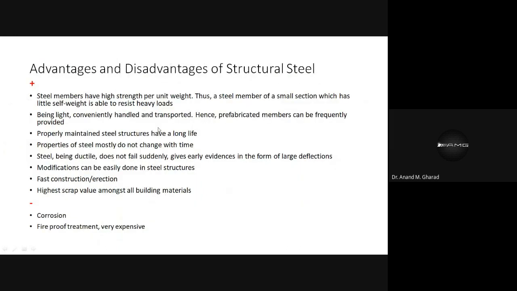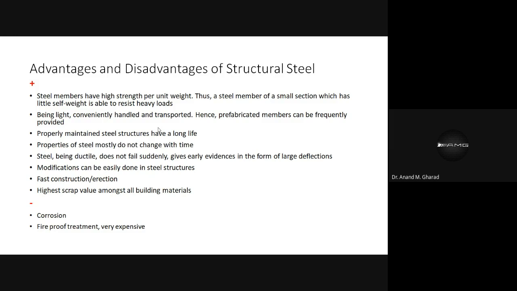So these are a few advantages and disadvantages of structural steel. We will summarize this so that we can go ahead and see what other situations can be explored. So what are the advantages? Steel members have high strength per unit weight. Look, in the entire discussion so far, you must have observed that steel members are actually made up of a combination of very thin sheets.